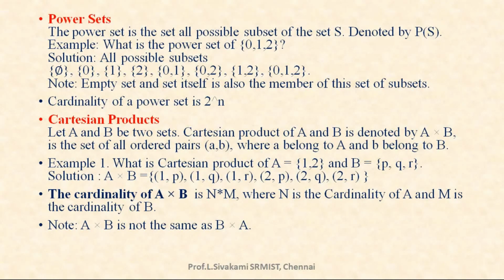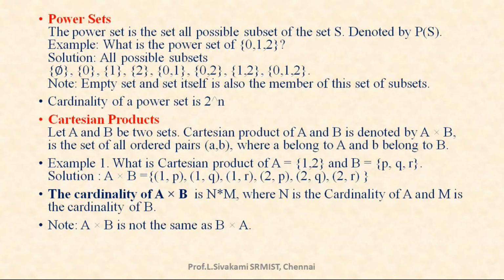The next definition is the Cartesian product. If there are two sets, capital A and B, the Cartesian product of A and B is denoted by A cross B, which is nothing but the set of all ordered pairs (a, b), where a belongs to A and b belongs to B. Example: A equals {1, 2} and B equals {P, Q, R}. So A cross B is nothing but (1, P), (1, Q), (1, R), (2, P), (2, Q), (2, R). The set of all ordered pairs of elements is called the Cartesian product.